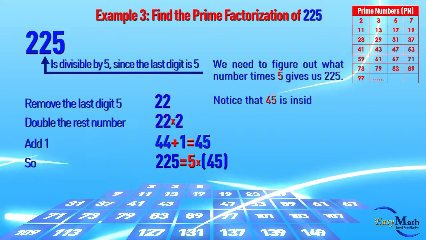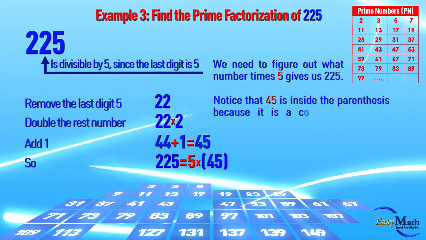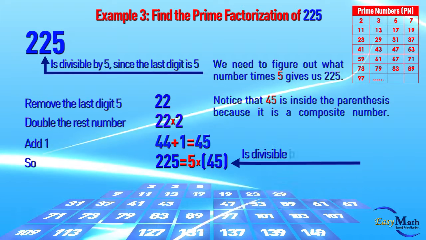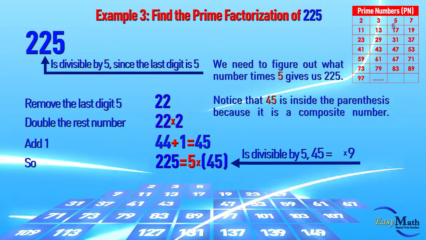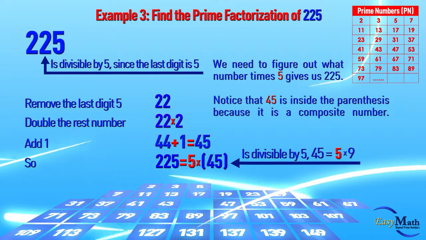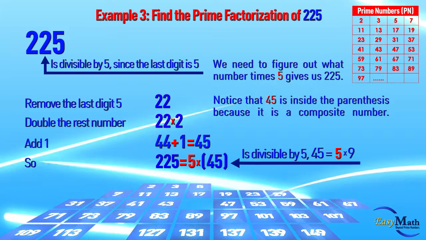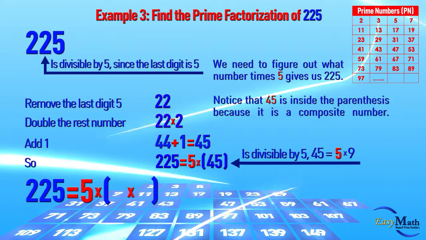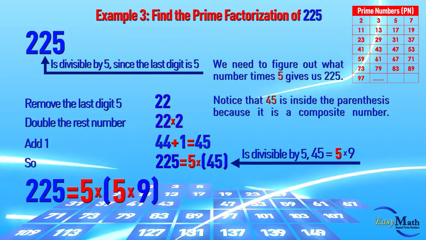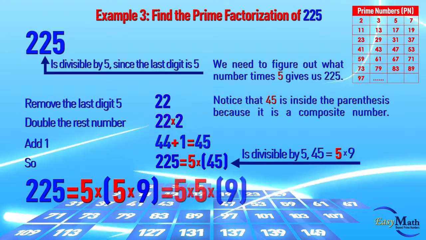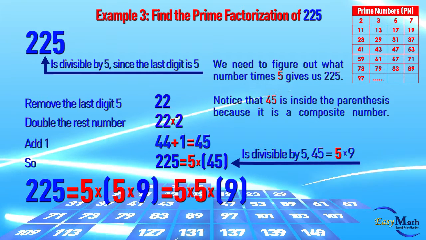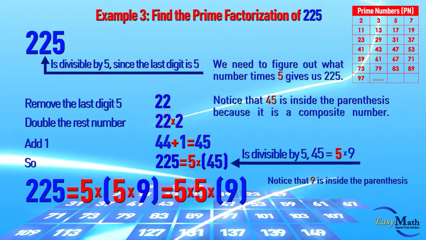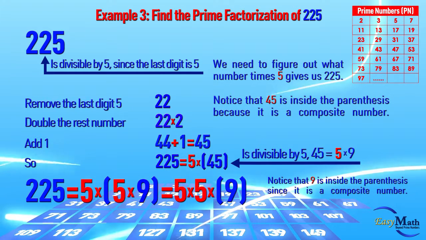Notice that 45 is inside the parentheses because it is a composite number. 45 is divisible by 5. 45 equals 5 times 9. So at this point we have 225 equals 5 times the group 5 times 9, which equals 5 times 5 times 9. Notice that the number 9 is inside the parentheses, since it is a composite number.